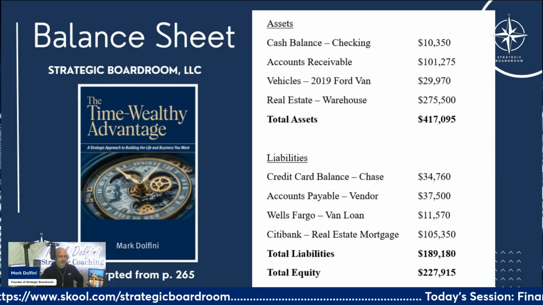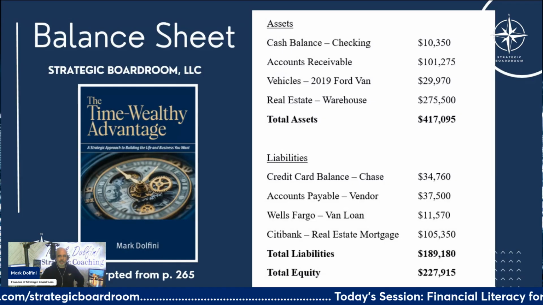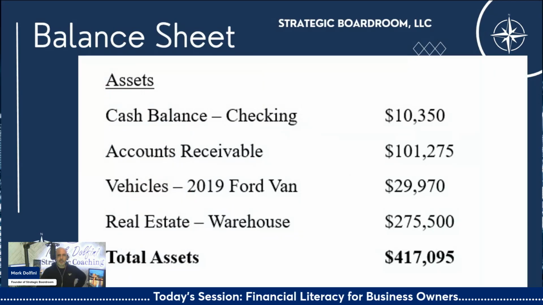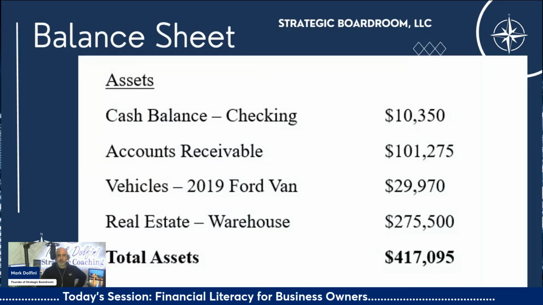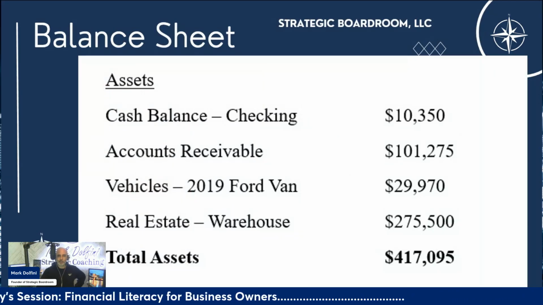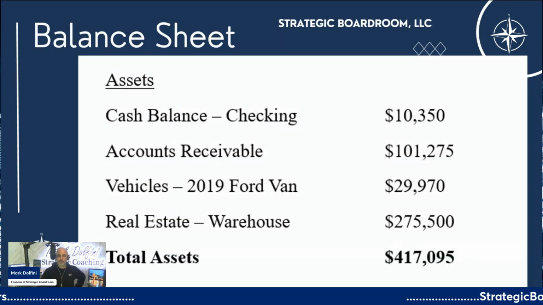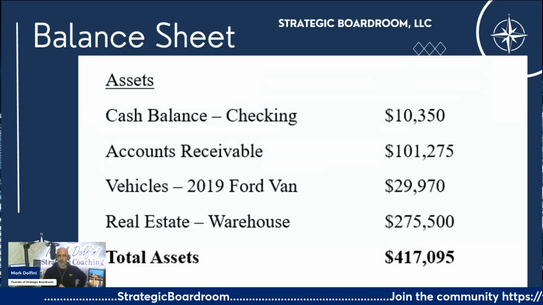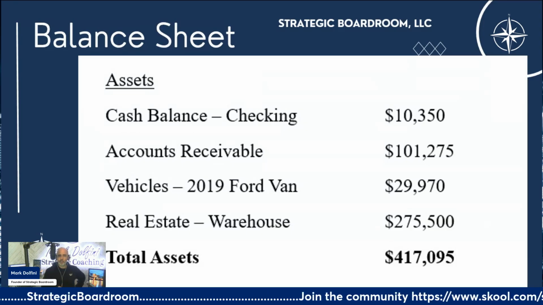So let's look at the assets. The assets are at the top of the sheet, so we're going to look at that first. The assets are listed in order of liquidity, meaning the most convertible to actual cash dollars. So if you have cash in a checking account, you can go to the bank and just withdraw $10,350. If you have accounts receivable, that money is what is owed to you by other people. These are what customers owe you for work that you've done for them.